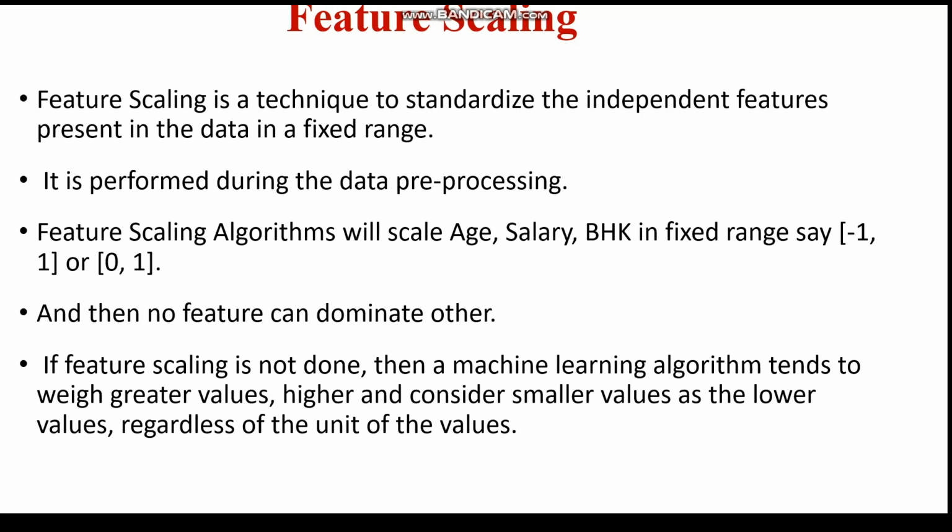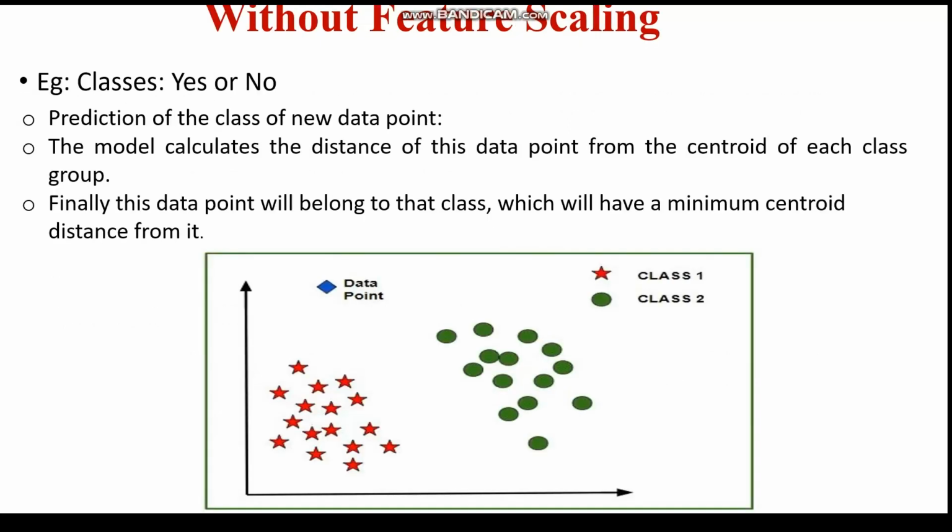So feature scaling is basically a technique to make the standardization of the independent features present in the data to a fixed range. In general terms, scaling is keeping different values on the same scale, so that they are in the same range. It is performed during the data pre-processing. So feature scaling algorithms will scale age, salary, BHK in fixed range, and then no feature can dominate the other. If the feature scaling is not done, then a machine learning algorithm tends to weigh greater values higher and consider smaller values as the lower values regardless of the unit values.